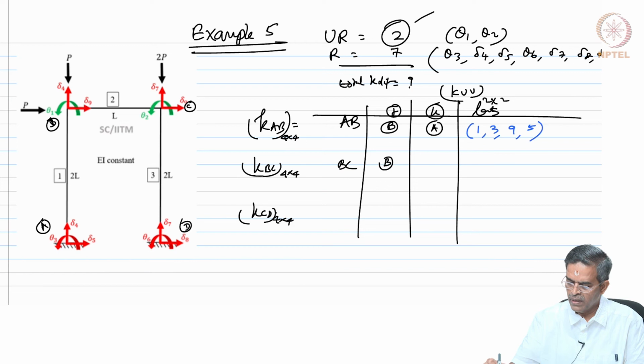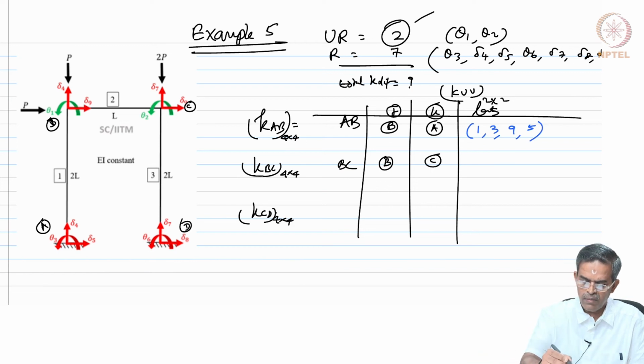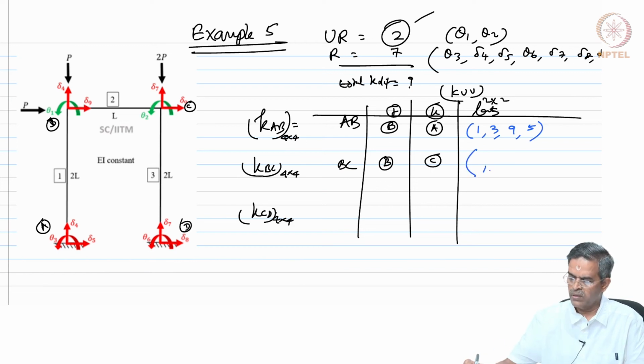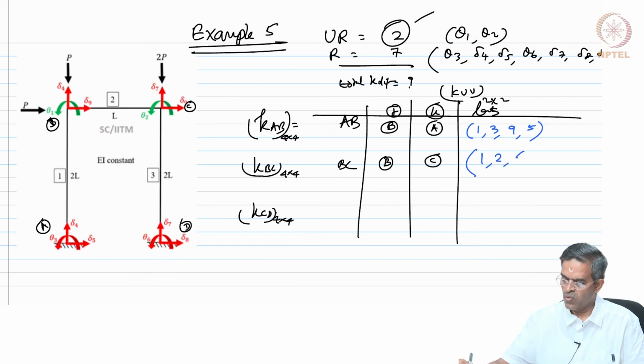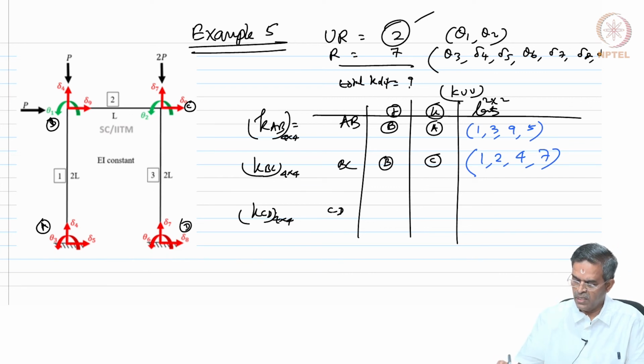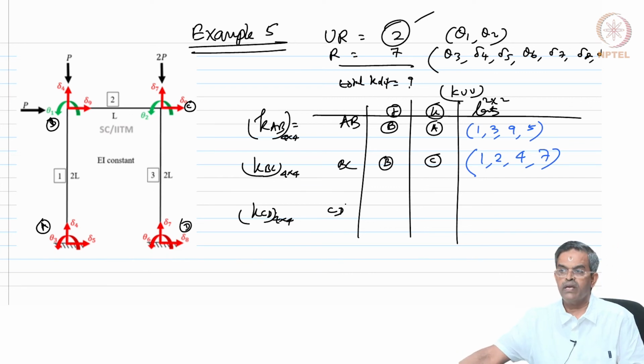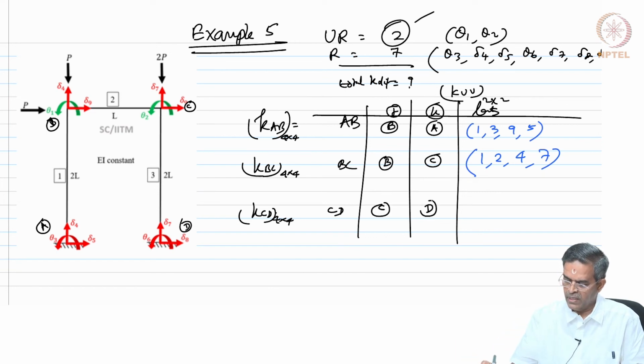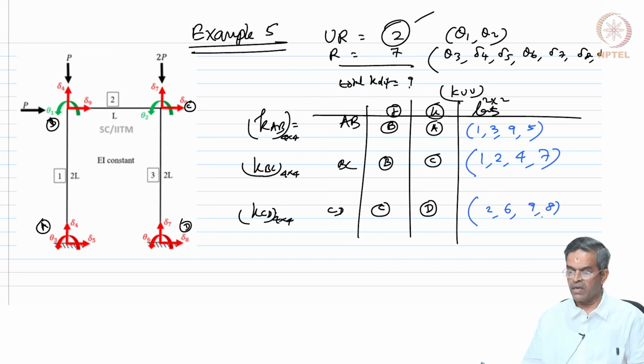For the member BC, we will keep the J at the end at B and this at C. So, the labels are going to be 1, 2, 4 and 7, and for the member CD, we will keep the J at the end at C and this at D. Therefore, the labels are going to be 2, 6, 9 and 8. So, friends, I think we can write easily the stiffness matrices of all the members.